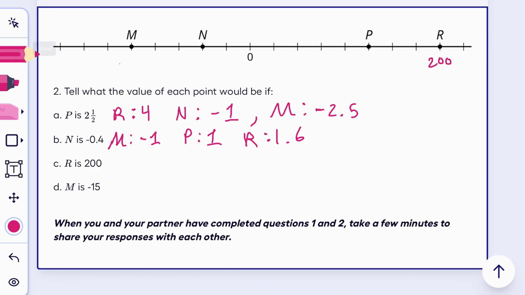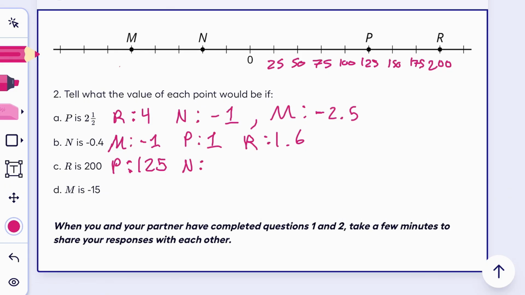C says R is 200. So if R is 200, then that means each of these tick marks is going by 25: 25, 50, 75, 100, 125, 150, 175, 200. N would be -50. And M, -25, -50, -75, -100, -125.